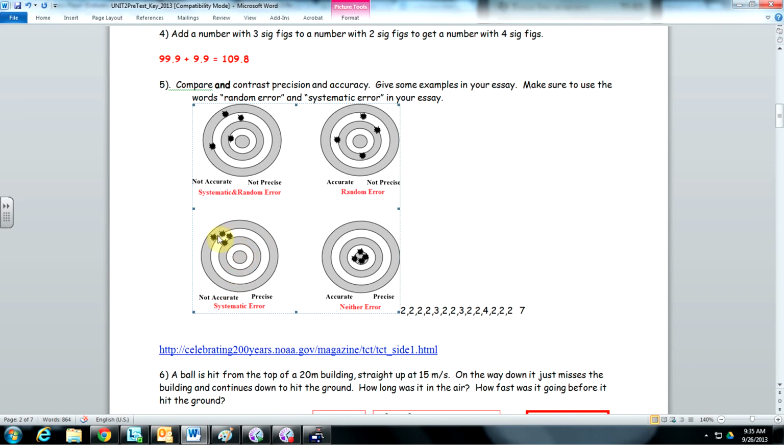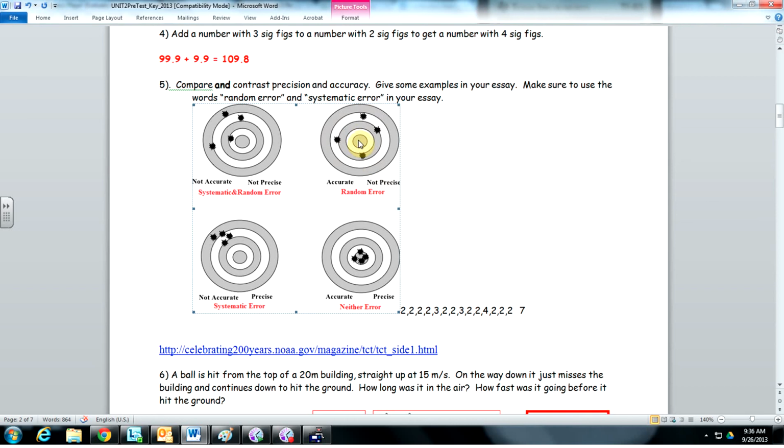Because the average is way over here, but it's still precise. And so there still is validity to the data. It's precise. So precision has to do with getting the same number every time. Accuracy has to do with getting the right number. Which brings us over to this one here. With this one, we've got accuracy, but no precision.